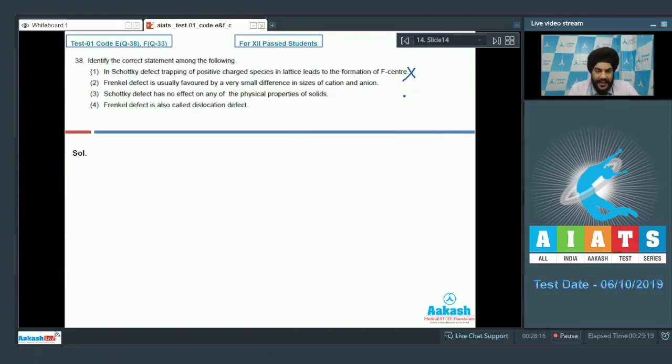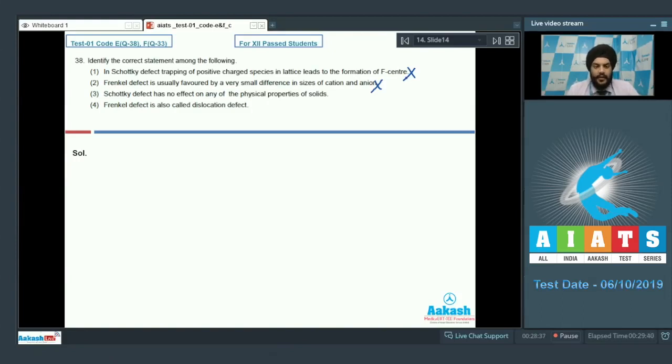If you look at the second statement, Frenkel defect is usually favored by very small differences in sizes of cation and anion. This is not correct, students. This is the condition for the Schottky defect, in which the cation and anion should be of almost similar size. So in Frenkel, there should be a large difference between the sizes of the cation and the anion.